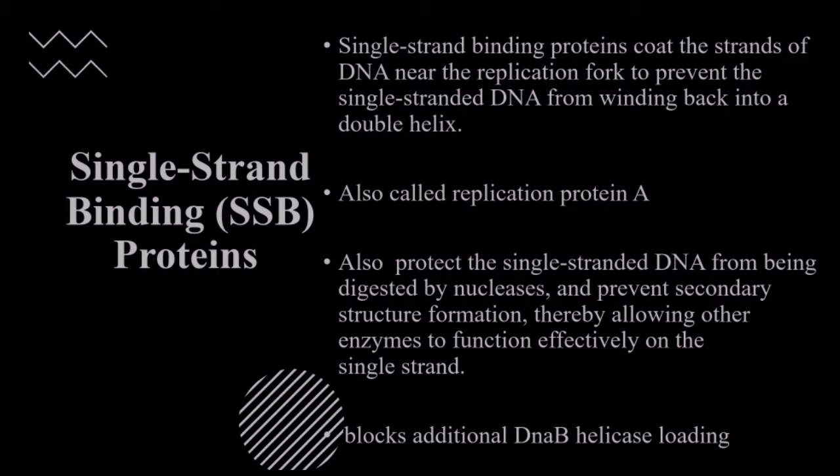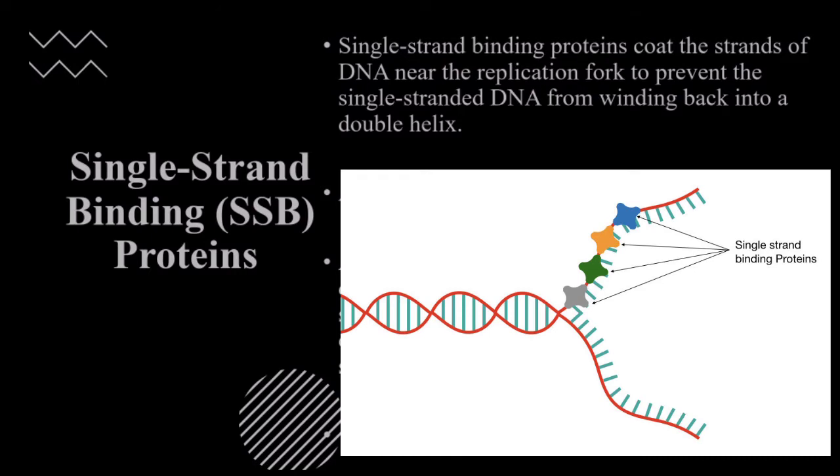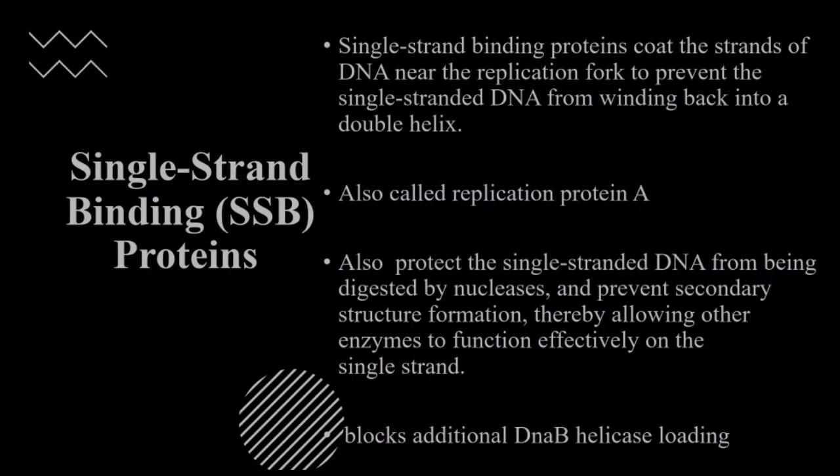Next, we have the single-strand binding protein. SSB protein coats the strands of DNA near the replication fork to prevent the single-stranded DNA from winding back into a double strand. This is called replication protein A in eukaryotes. It also protects the single-stranded DNA from being digested by nucleases and prevents secondary structure formation. This allows the proper functioning of the other enzymes and also blocks the binding of extra loading DnaB helicase.